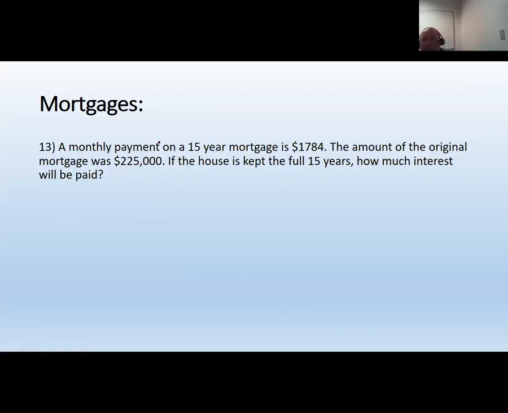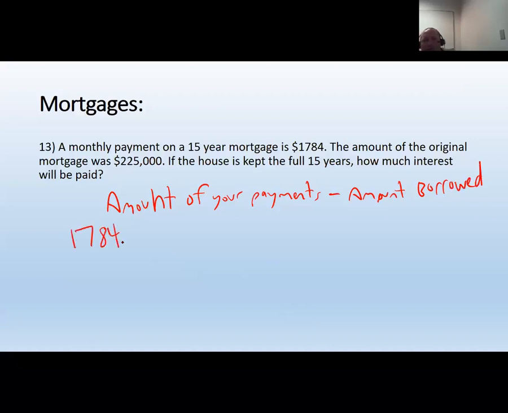You want to determine the amount of your payments in the mortgage because you're having to pay the mortgage back. You're having to pay the amount you borrow back with interest. So you want the amount of your payments, and you want to subtract the amount borrowed. So how do you know how much you paid? Well, you paid $1,784 a month, and you paid that 12 times a year because it's monthly payments, and you did it for 15 years. That would tell you how much you actually paid.